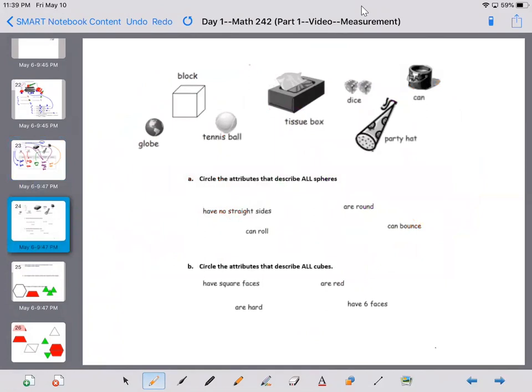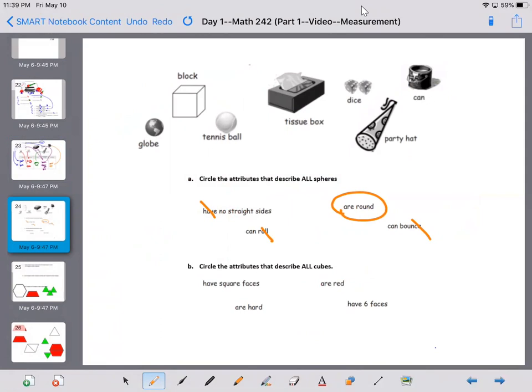Circle the attribute that describes all spheres. So when we're dealing with all spheres, we're going to say that they are round, not necessarily bounce. And some of them could roll, but not all of them can roll. And we certainly have no straight sides, but they would definitely all be round.